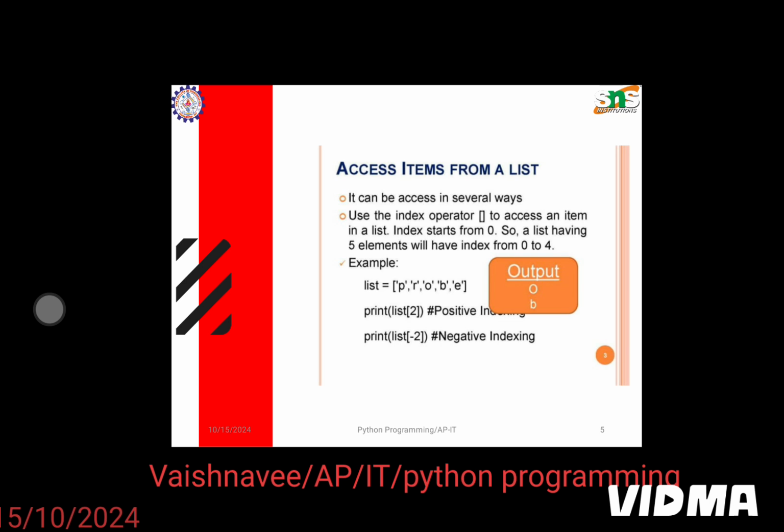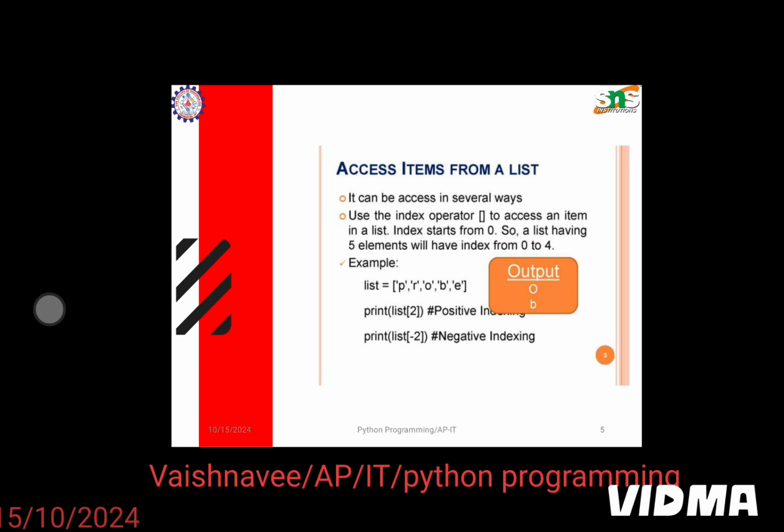We are going to print the list at index position 2. We all know that the index begins from 0, 1, 2, 3, 4, because there are 5 elements, so the index runs from 0 to 4. So the element at index 2 is O, and it will print O. When it comes to negative indexing, it prints E because it begins from -1, -2 in the reverse order, from the last element to the first element. So by using the index position, we can access the element.